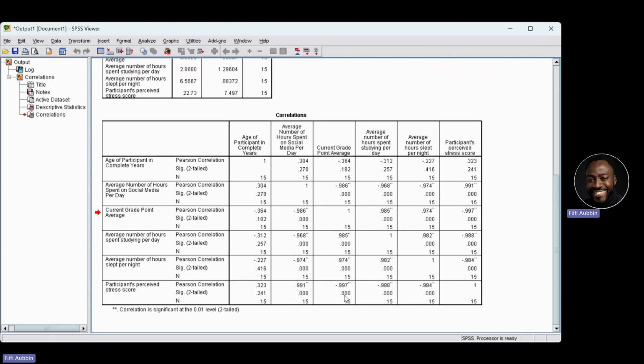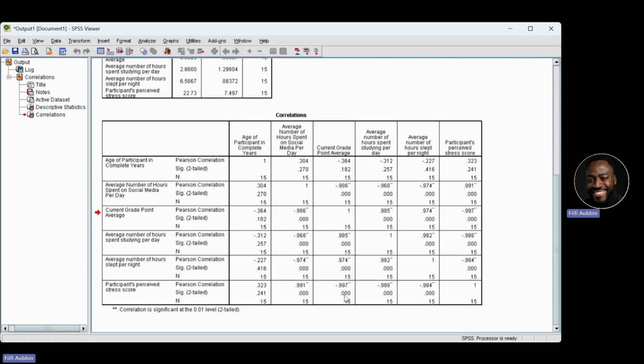So there's an important reminder for you. Although these relationships are very strong, it's important to remember one principle. Correlation does not imply causation. And our analysis shows that these variables are associated with one another. It does not prove that spending more time on social media directly causes lower grades or higher stress. Establishing cause and effect requires different research designs and statistical approaches.